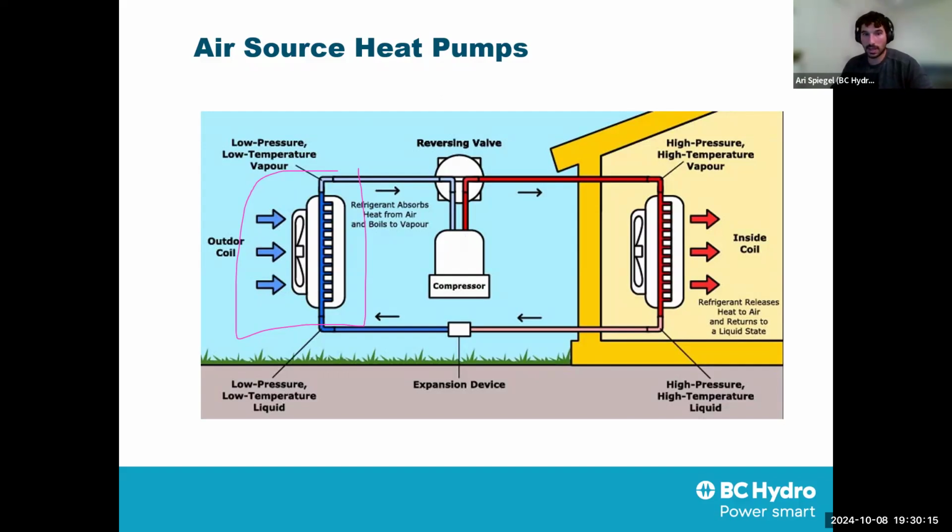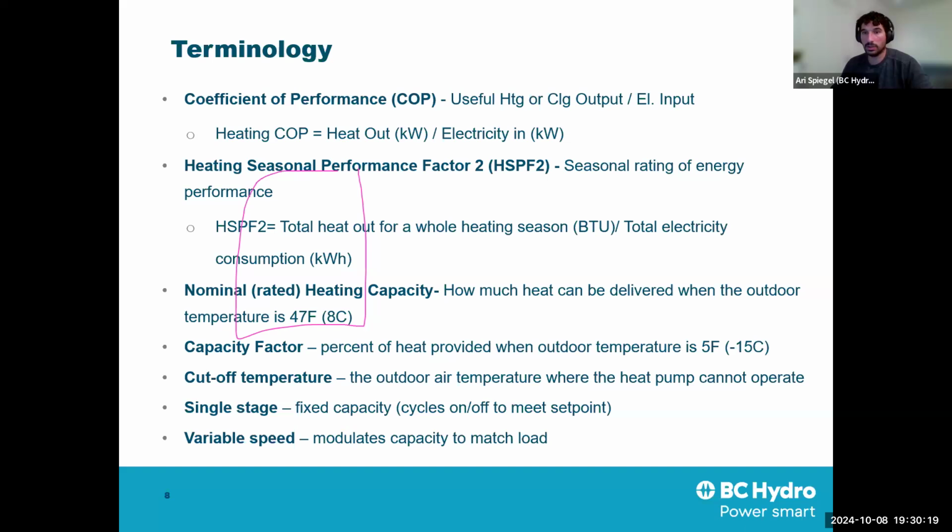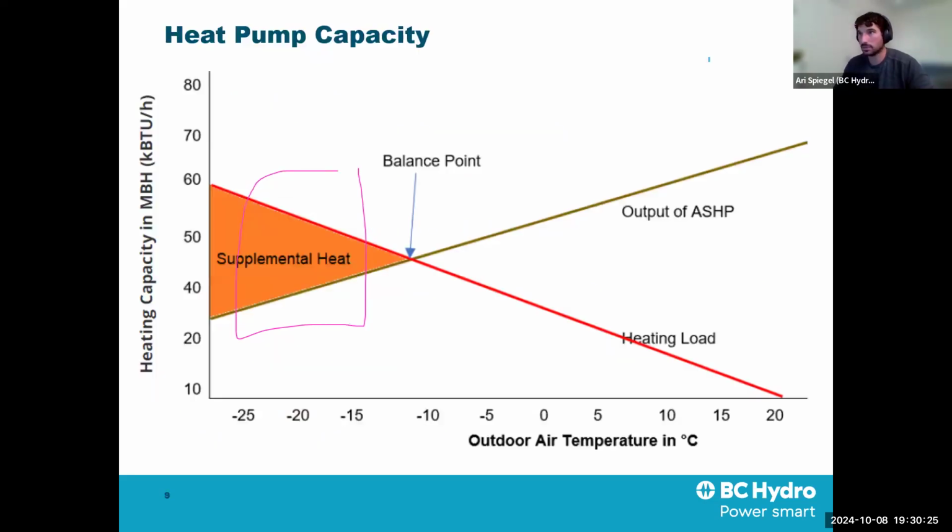if I jump a couple slides ahead, when we're looking at heating loads, the ground doesn't get to -25. The ground is going to stay sort of in this range of temperature. So the output of a ground source is going to stay high.